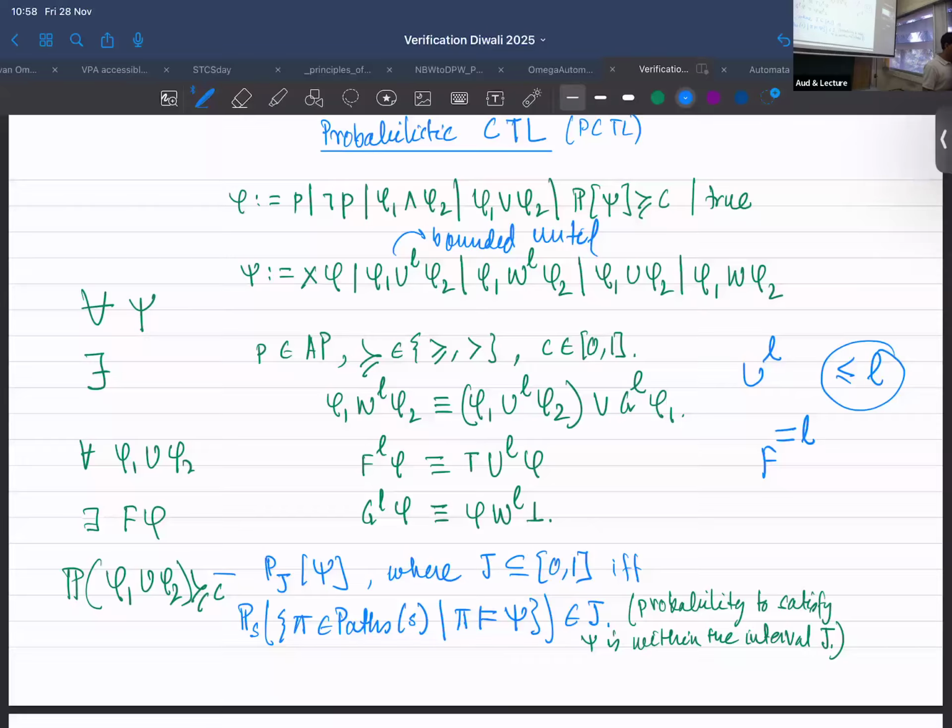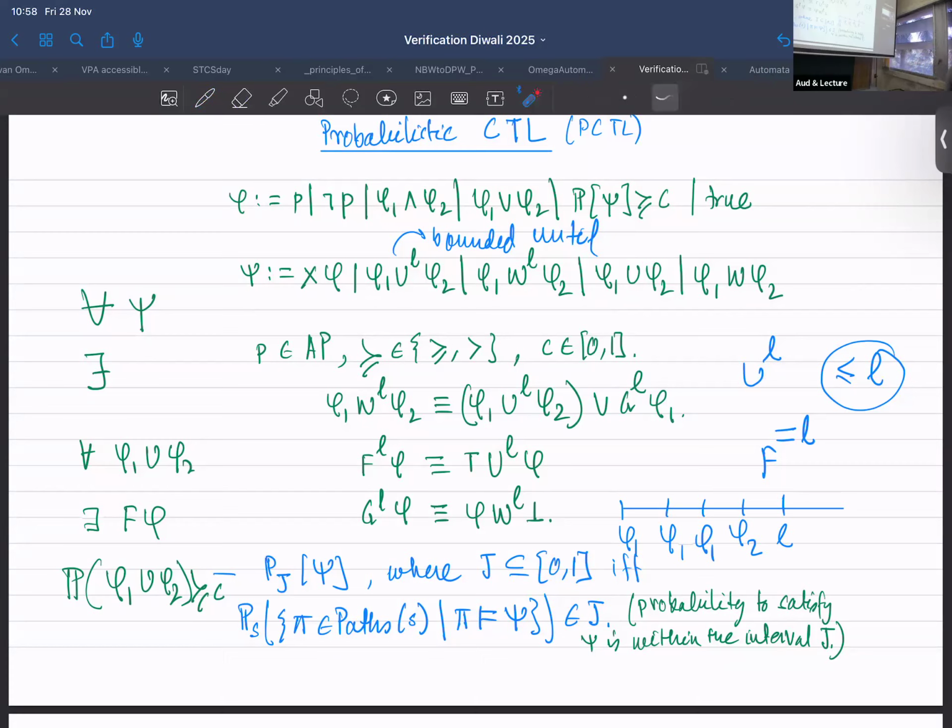Okay. So now I will say that phi1 until^L phi2 is like the following. So you have this, and suppose this is your L. Somewhere before the L steps, phi2 has to hold true, and everywhere before that, phi1 has to hold true. But the phi2 has to hold within L steps. Clear?